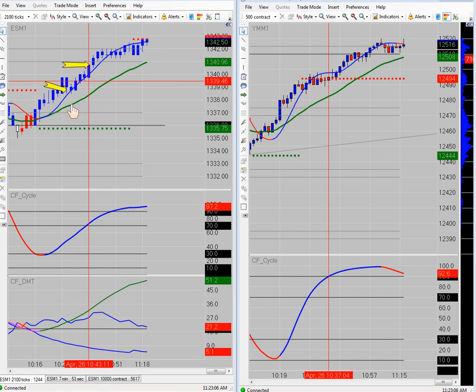I just want to make a quick video here about some of the trade setups that we go over in our CFRN live trading room. The first one I'm going to show you here is a sandbox setup. This is on the ES 2100 tick chart.